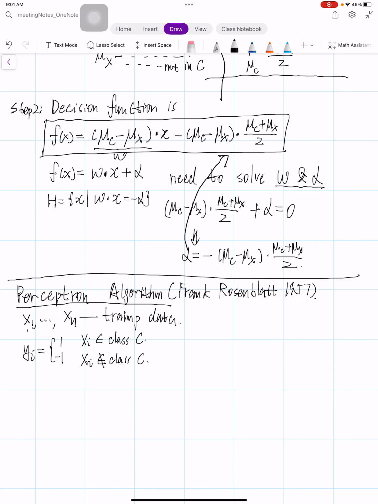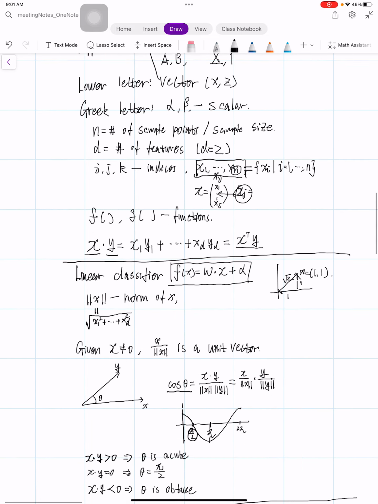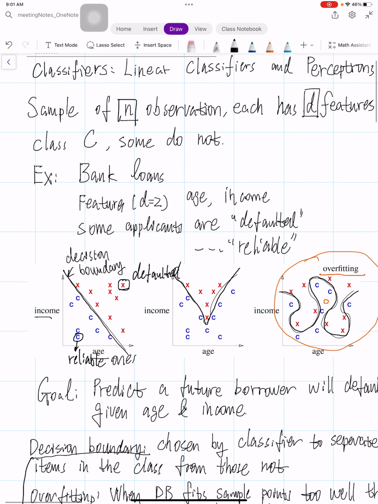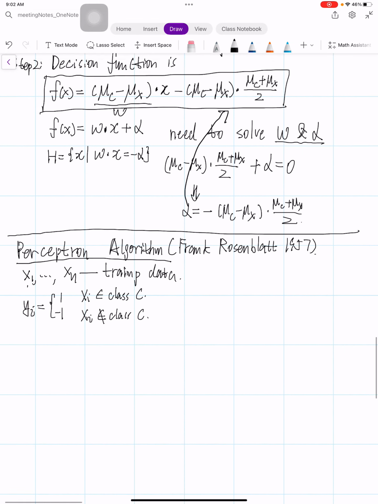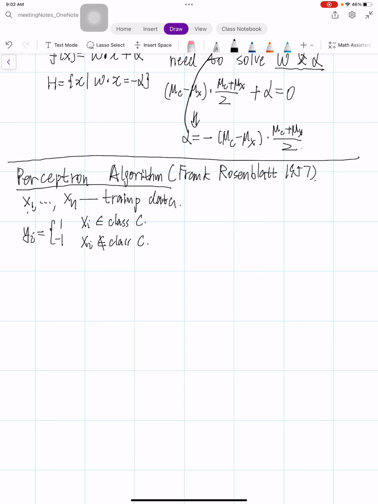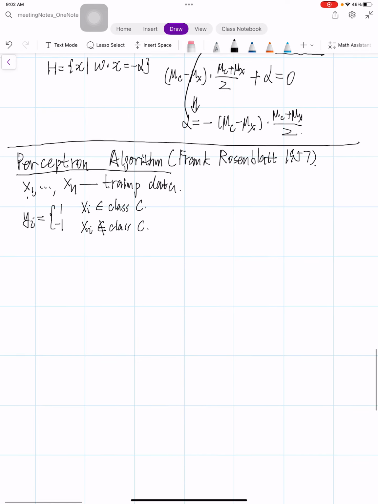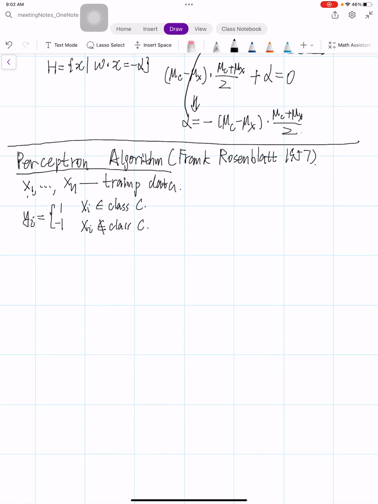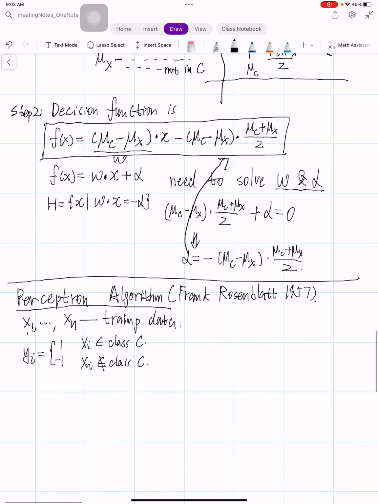You can think of this as the example we introduced at the beginning of the class. Each x represents a two-dimensional vector, income and age. For each data point in our training data set, we have a label: reliable borrower or defaulted borrower. We give reliable borrower 1 and defaulted borrower -1. Now we need an algorithm to solve for W and alpha.